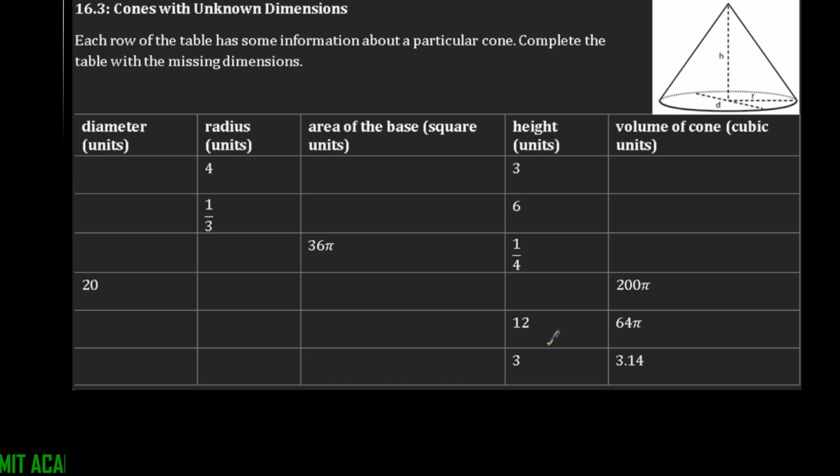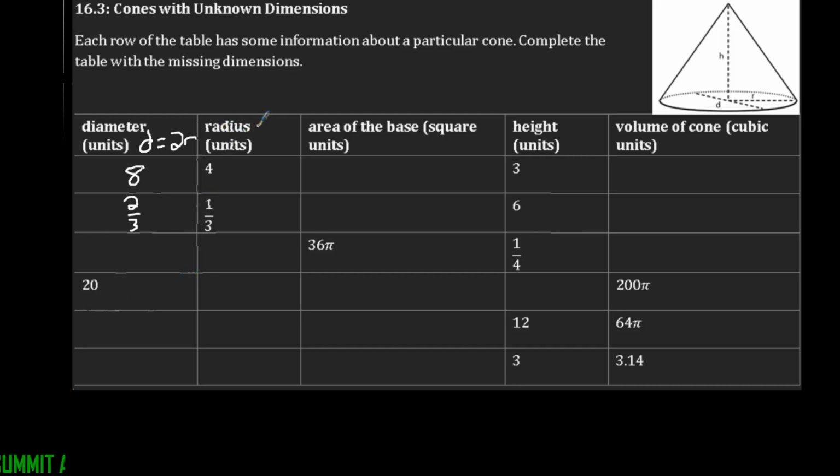Moving on to number 3, it says cones with unknown dimensions. Each row of the table has some information about a particular cone. Complete the table with missing dimensions. Again, if you're given the radius, we can figure out the diameter because d equals 2 times the radius. So 2 times 4 is 8, and 2 times 1/3 is 2/3.